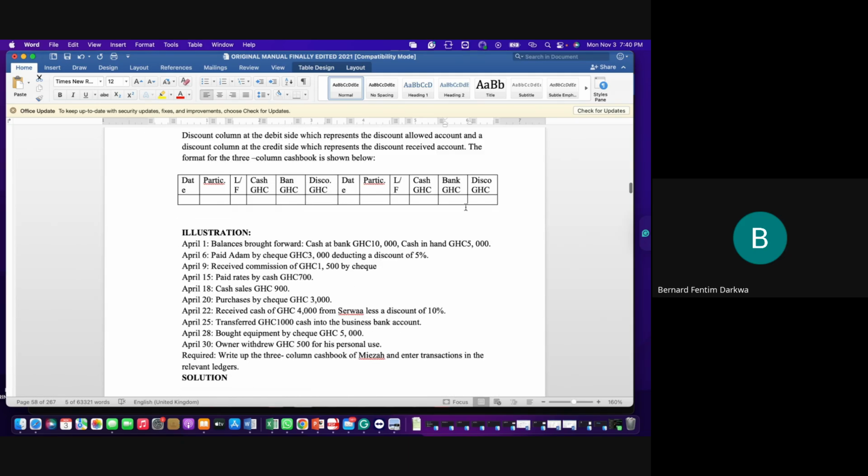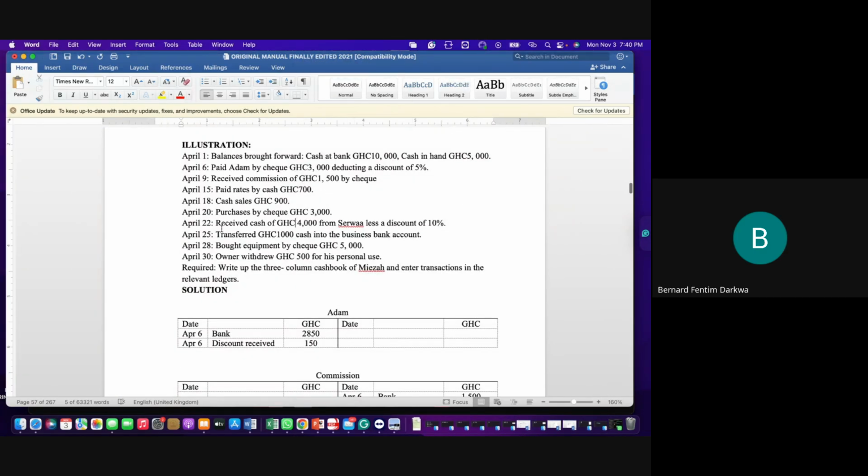The next transaction, we are receiving cash 4,000 from Sewa less a discount of 10%. So here we are receiving cash from Sewa. So this one first you work 10% of 4,000, which is 400. Then you subtract 400 from this one. So 3,600 is the actual cash that we receive, and we will give Sewa 10%, which is 400.